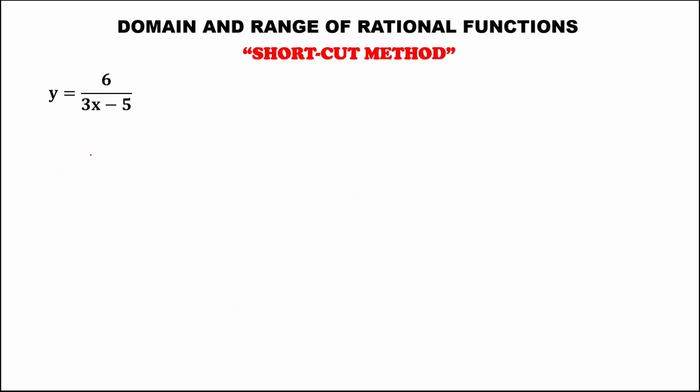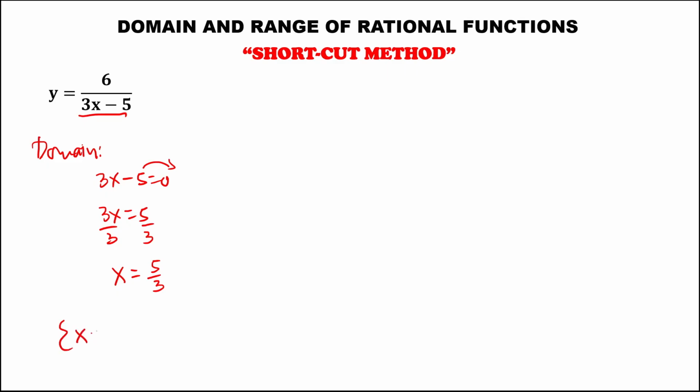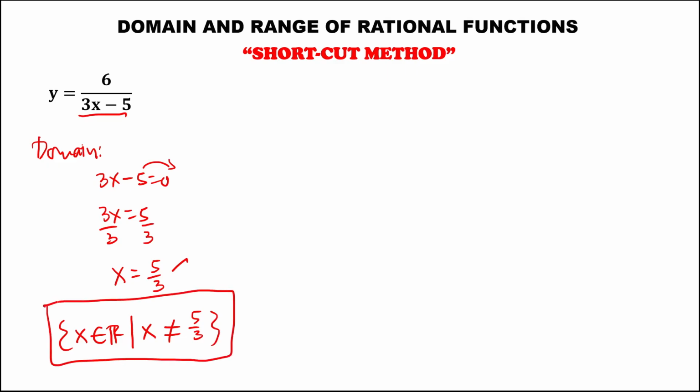Now for this given, to find the domain, again we need to equate this denominator to 0, then transpose, so we have 3x = 5, then divide both sides by 3, therefore x = 5/3. So the domain is x, element of the real numbers such that x is not equal to 5/3, or all real numbers except x = 5/3.